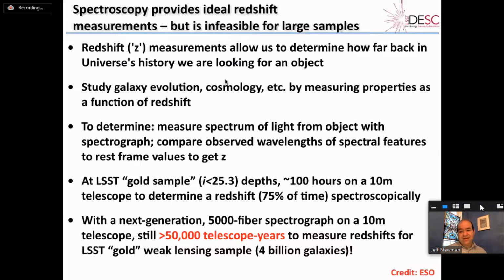So if you say, well, we can do better than those existing spectrographs, we can put a 5,000 fiber spectrograph on a 10 meter telescope. There are proposals like that. You still get a number of 50,000 years on that telescope to get a spectrum of every object in the LSST weak lensing sample. We're talking 4 billion galaxies. That's just a lot. So this isn't how we'll generally do LSST cosmology. We have to do something different. Unless you want to give us 50,000 10-meter telescopes, and then we can do it in a year.